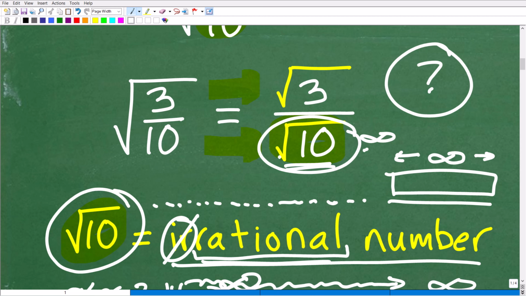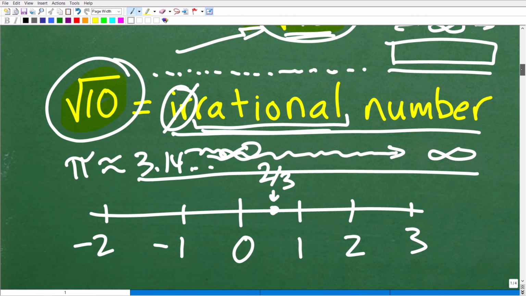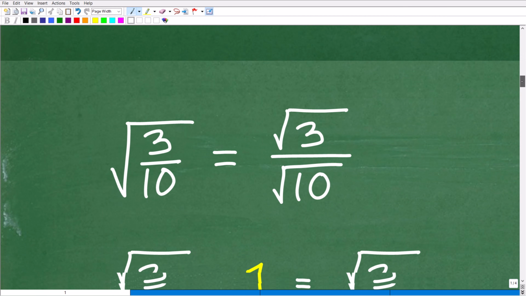So that's kind of a long-winded explanation, but it's very important that you understand that, because when you're working with fractions and square roots, you need to be on the lookout for irrational numbers in the denominator. Okay, we're not concerned about them in the numerator, it's in the denominator. So we're going to have to get rid of any irrational numbers in the denominator, and this is not that difficult.